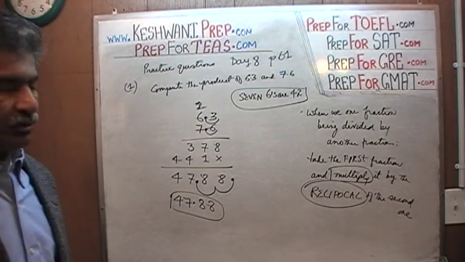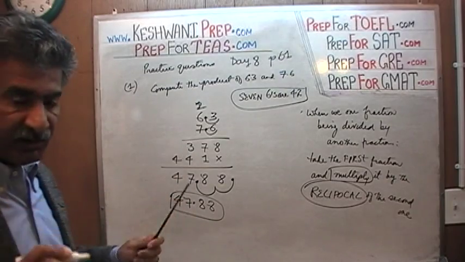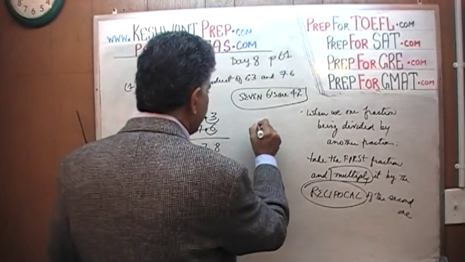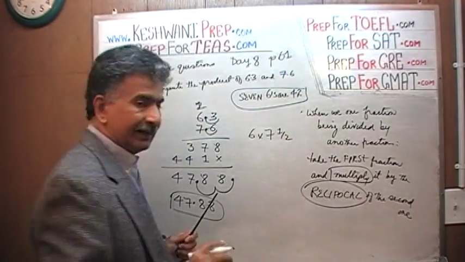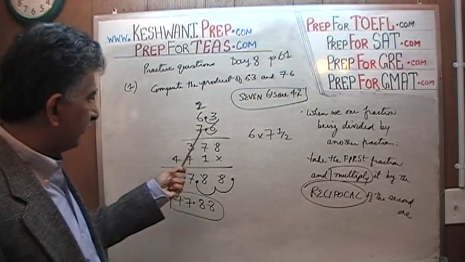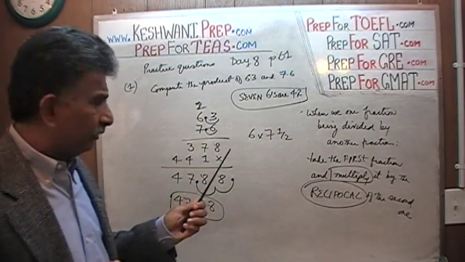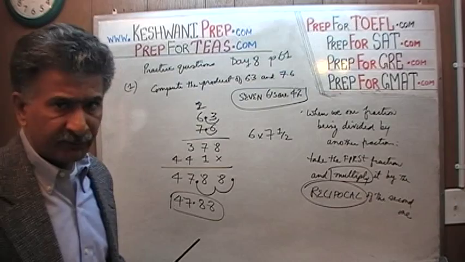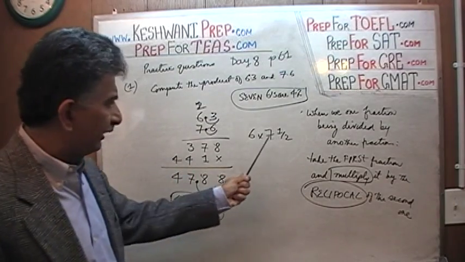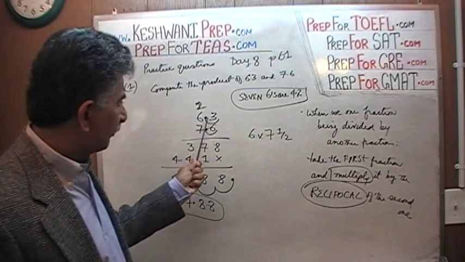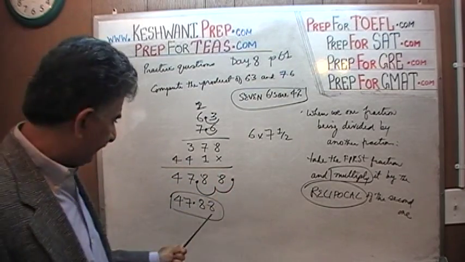47.88. Which should not be too much of a surprise to us, because if you want to approximate very quickly, what we're dealing with here is 6 times 7.5. That is an approximation. Instead of 7.6, we're taking 7.5. Instead of 6.3, we're just taking 6. So we're actually underestimating. Our answer is going to be slightly less than the correct answer.